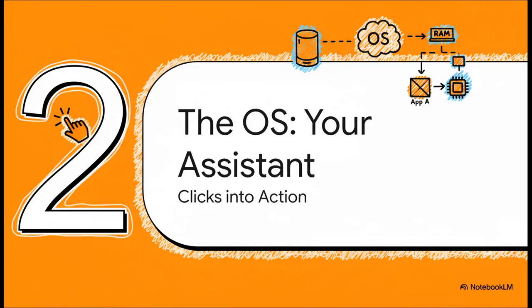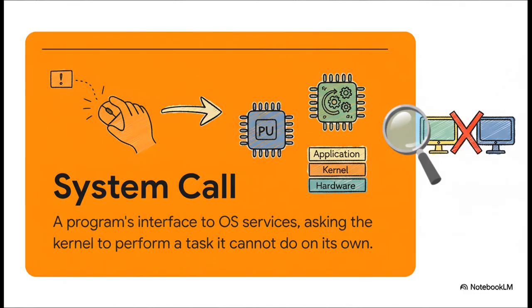All right, so you've used the interface, you've clicked the button. What happens now? This is where the star of our show, the operating system, steps in. And honestly, the absolute best way to think about the OS is as your own personal, super efficient digital assistant. Its entire job is to take your simple request and then handle all the messy, complicated details behind the scenes to make it happen.